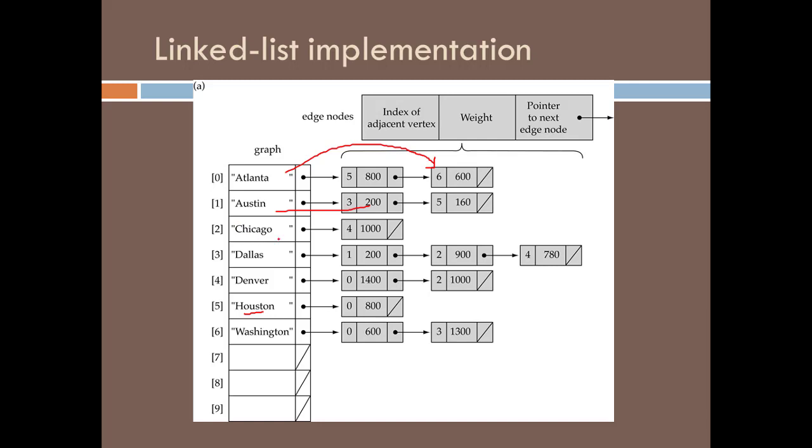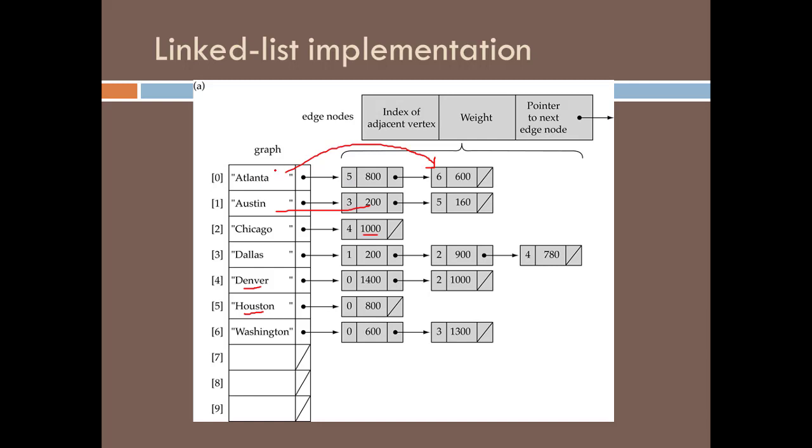And then Chicago is connected with this 4, Denver, and the edge value is 1000, and same for the other nodes. So this is the linked list implementation. On the one side, it contains the nodes for all the available destinations, and then there is a linked list for all the connections from that particular node.